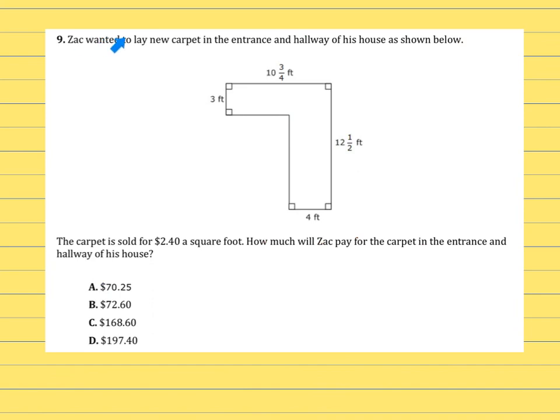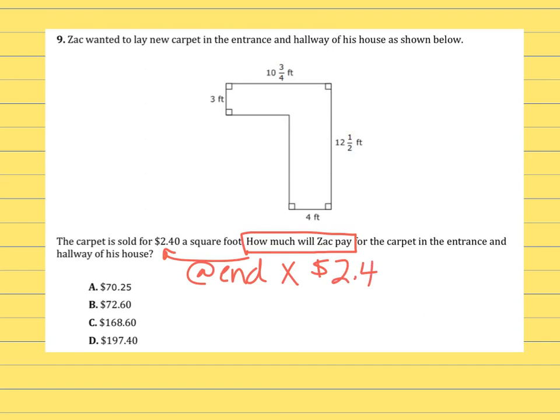Number 9, last one. Zach wanted to lay down new carpet in his entrance and hallway to his house, and this diagram shows what it looks like. The carpet is sold for $2.40 a square foot. How much will Zach pay for the carpet in the entrance and the hallway of his house? So the thing that you really have to do is read your questions carefully. It's wanting to know how much will he pay. So before I can say my final answer, at the end, I am going to have to multiply with how much the price of the carpet is. I cannot multiply yet until I know how much total space is up here.